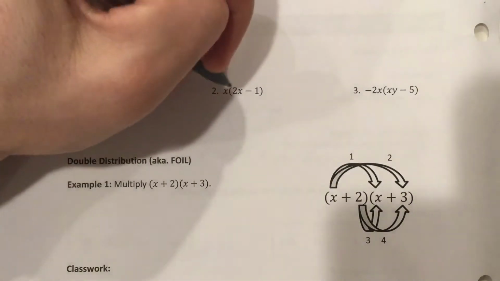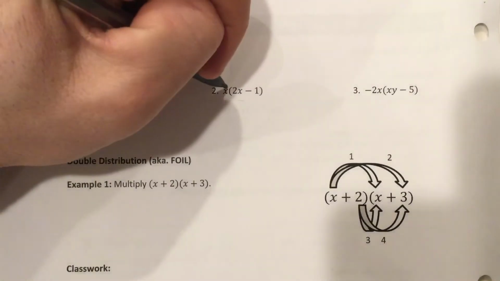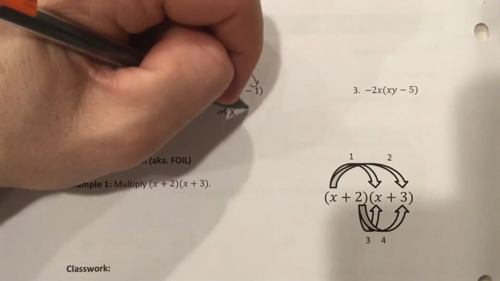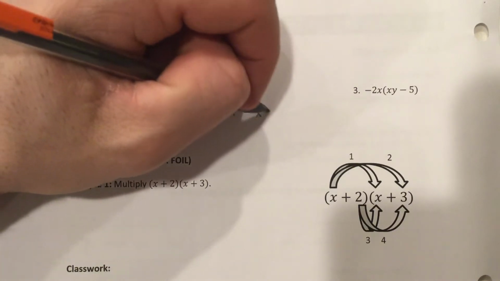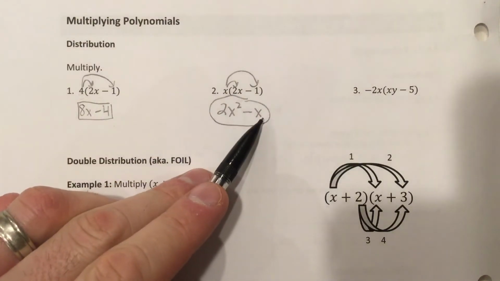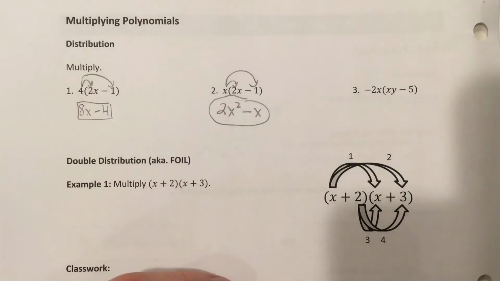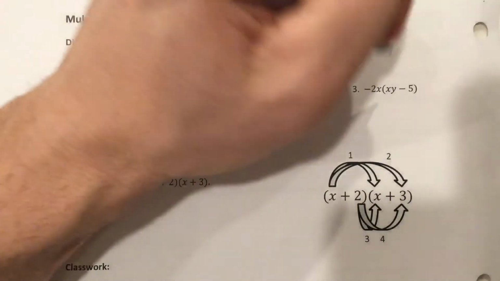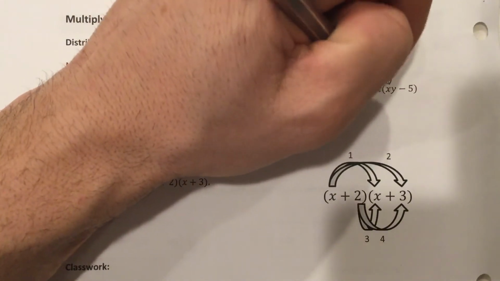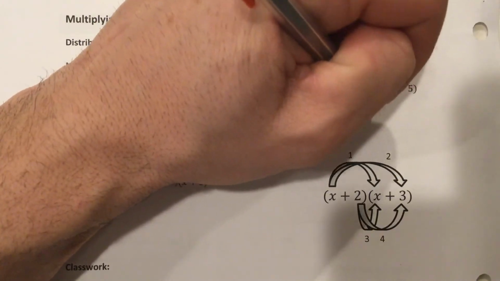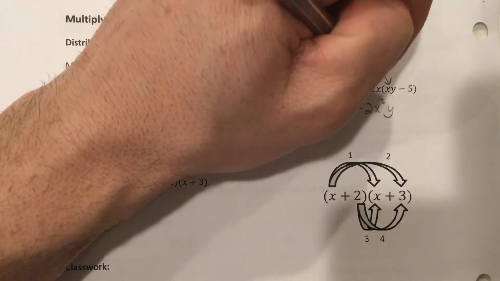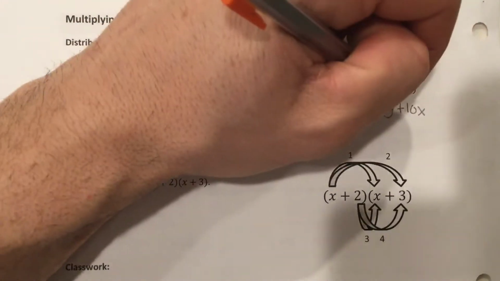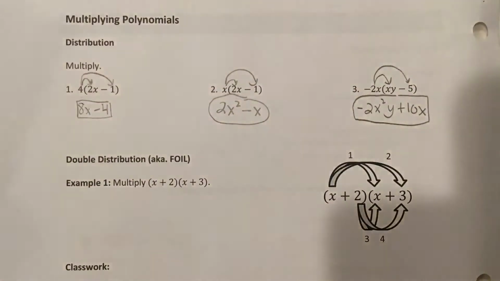When we look at number 2, same idea. There's nothing in the parentheses that I can actually do, so I take the x times 2x, which is 2x squared, and then x times negative 1, which is negative 1x. Again, x squared and x are not like terms, so you can't do anything else. For number 3, inside the parentheses I don't have like terms, so I can't add them. I start distributing: negative 2x times xy is negative 2x squared y. Then negative 2x times negative 5 is positive 10x. Again, we wouldn't have like terms, so we are finished.